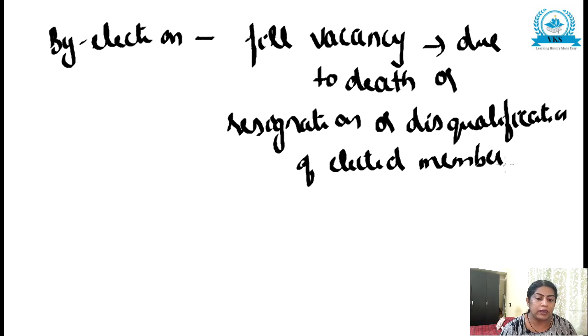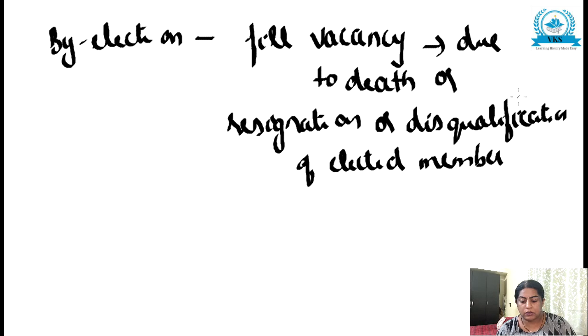So, by-election happens when it is needed to fill the vacancy due to death or resignation or disqualification of an elected member. So, these are the different types of elections. General elections, midterm elections, by-elections, and re-elections. So, these were the different types of elections.